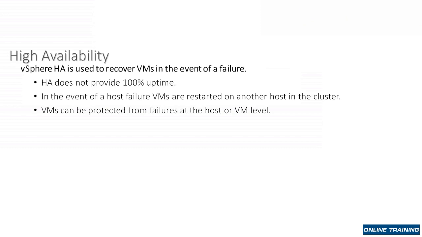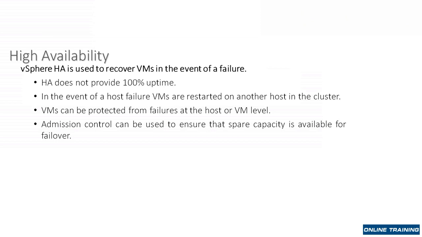You can protect your virtual machines from failures at the host level, or you can even protect your virtual machines from virtual machine level failures with high availability. It can actually monitor the status of VMware Tools in your virtual machines. And if VMware Tools stops responding, that virtual machine can be rebooted right on the same host. So HA can protect you from failures at either the host or virtual machine level.